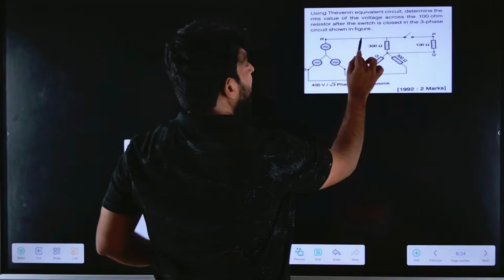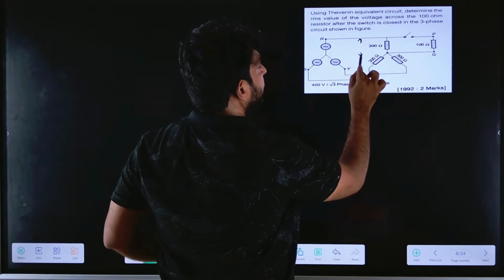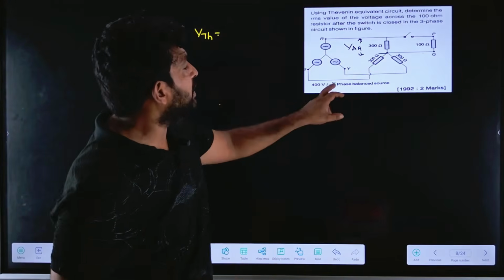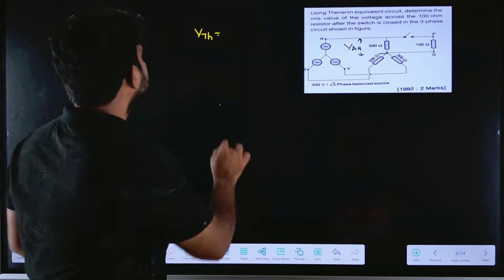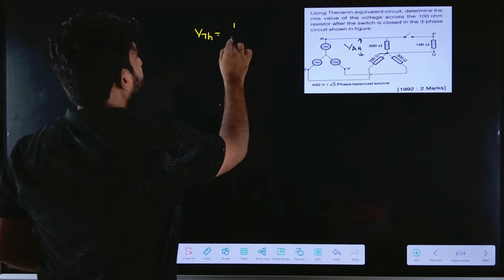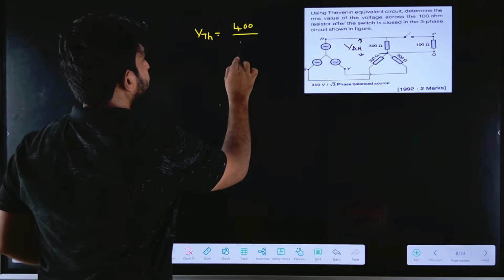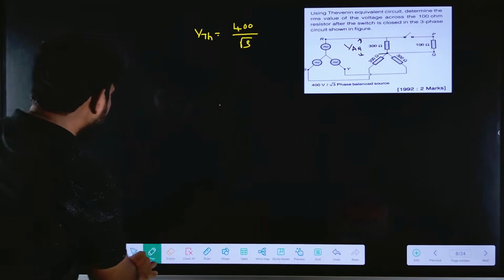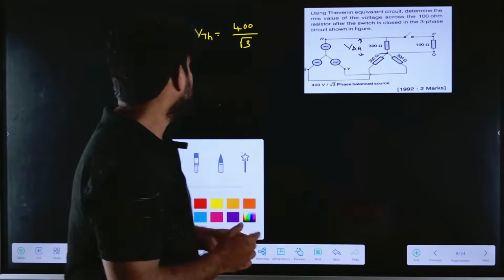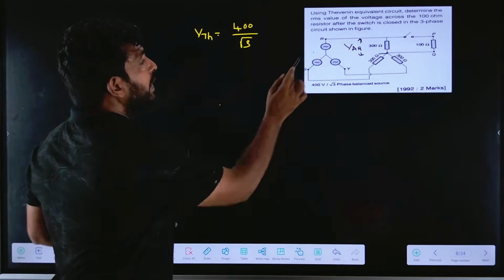VAN is directly applied across. What is that voltage, VAN? Already it was given as 400 by root 3, so VTH is 400 divided by root 3. Now, what do we need to find? We need to find R Thevenin. So how can we find the R Thevenin?